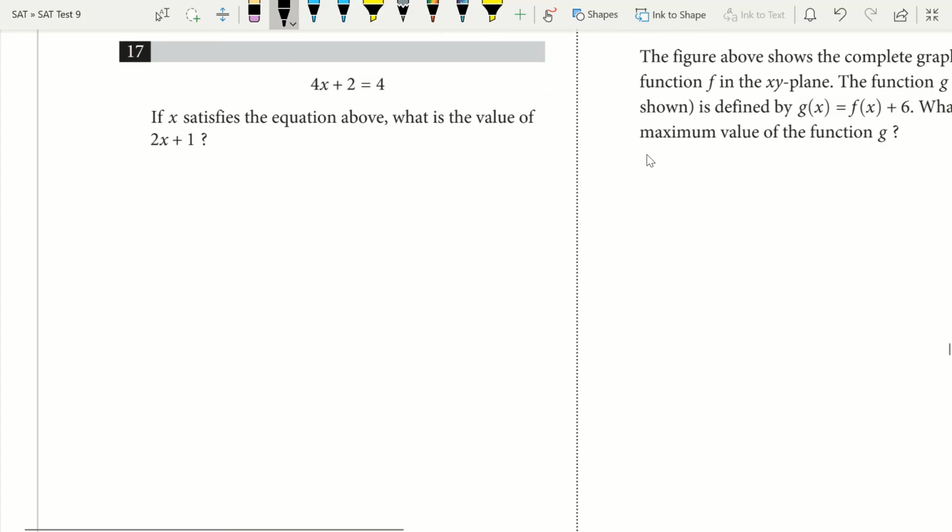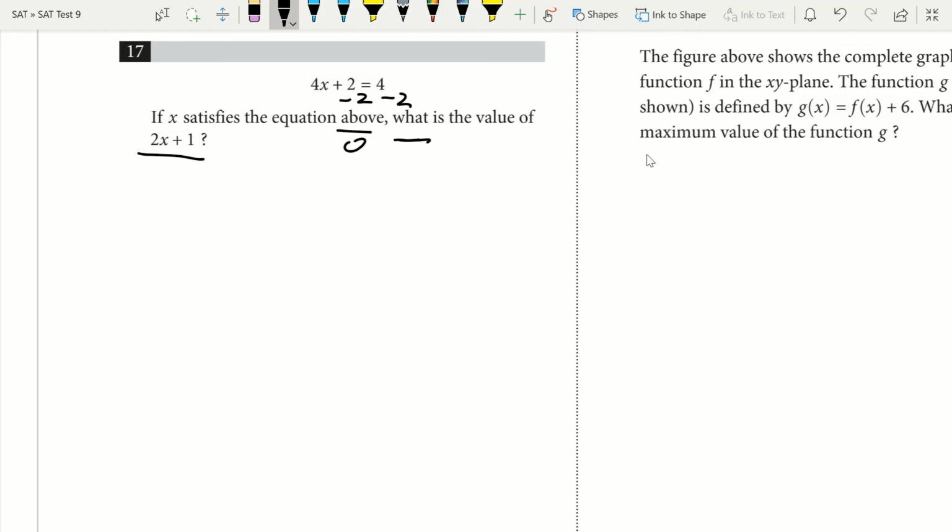Question 17. If x satisfies the equation above, what is the value of 2x plus 1? First thing we have to do is solve for x, then plug into 2x plus 1. So if I subtract 2 from each side of this equation to isolate x, which is what we want to do, we always want to isolate x if there's no other y, set x equal to a given number.